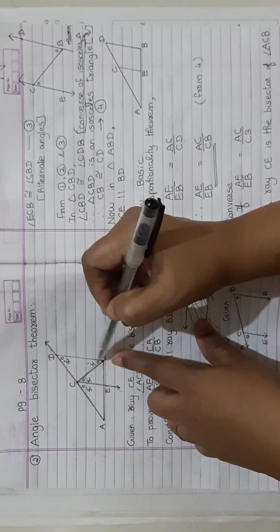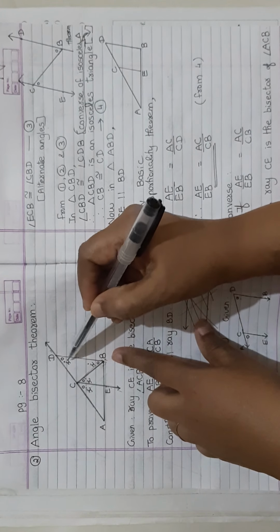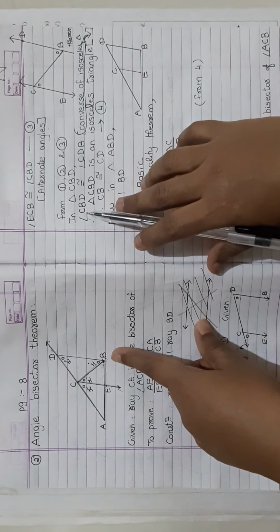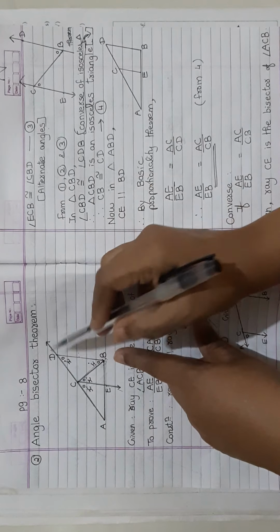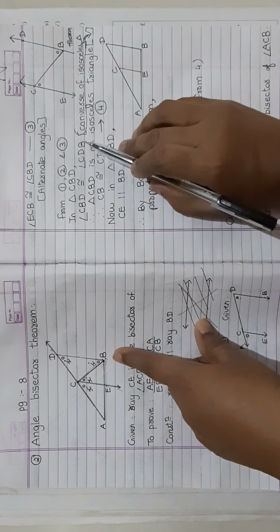Now look at this triangle CBD. You can see that this is also x, this is also x. Okay, that is what I have written here. That is, angle CBD is congruent to angle CDB.